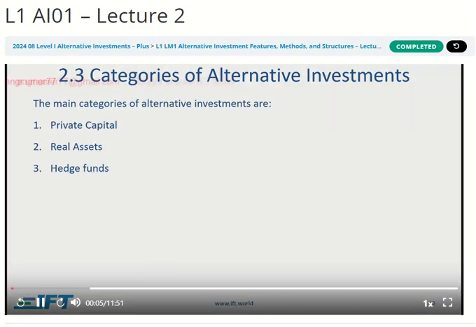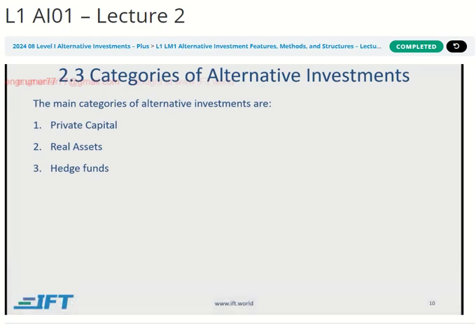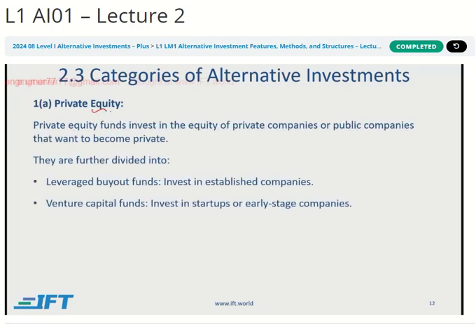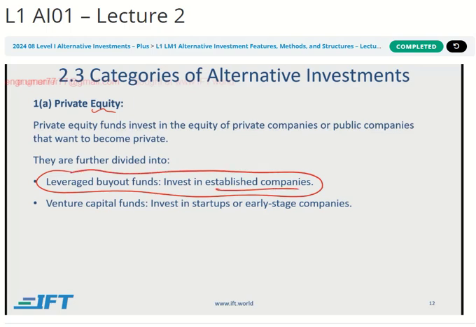the different categories of alternative investments, starting with private capital. Then we will move on to real assets and then hedge funds. So within private capital, we have private equity and private debt. And within private equity, you can have leveraged buyouts. So that is investing in established companies. And then you can have venture capital where you're going to invest in startups or early stage companies.